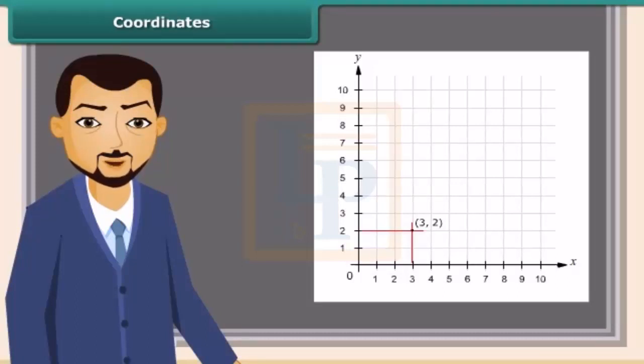2 is the y coordinate of the point. We say that the coordinates of the point are (3, 2). Always the first number indicates the x coordinate and the second number indicates the y coordinate.